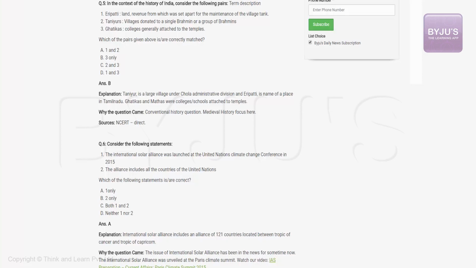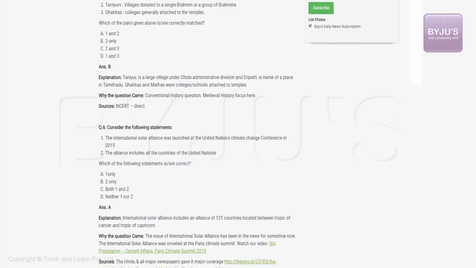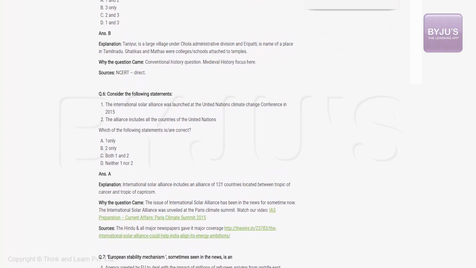So the answer becomes A. So here you have eliminated 2 options, and then there's a 50% chance of getting it right. You might get it right, you might not get it right, but you have to buffer for that as we discussed in the strategy originally. Okay, now comes the next one.